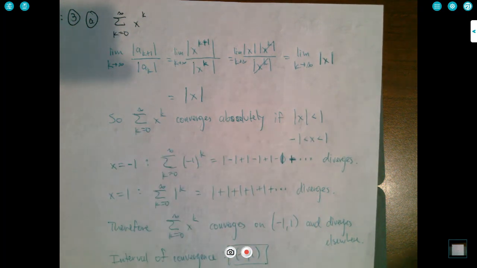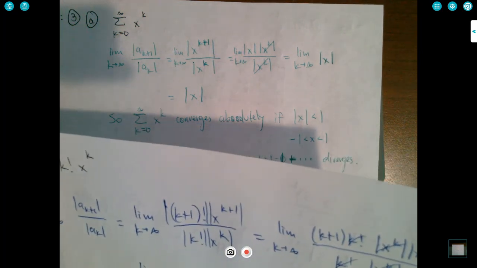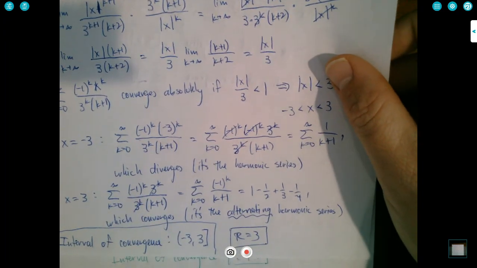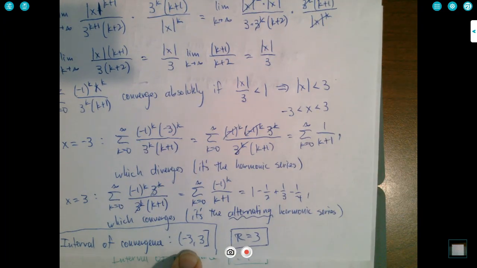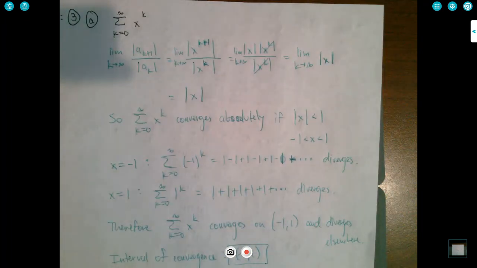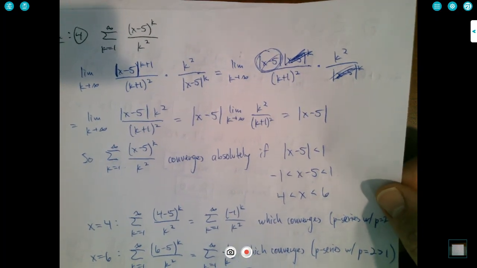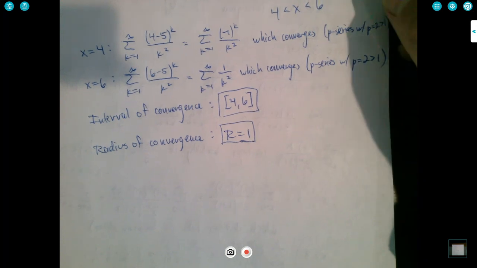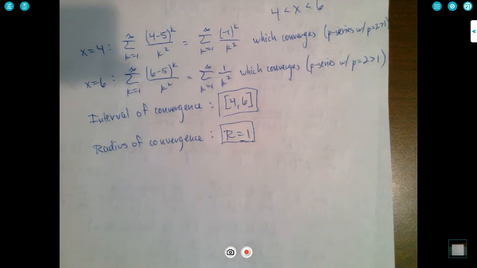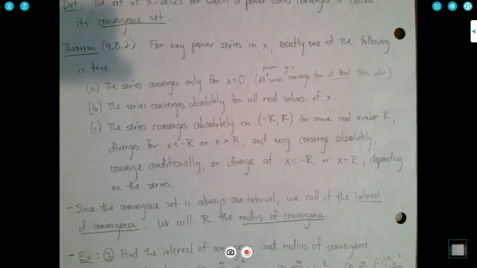We saw an example where it converged on an interval but diverged at one of the endpoints and converged at the other one. That was example 3d. And then the example that we just worked out, example 4, was one where it converges on an interval and converges at both endpoints. So anything could happen at the endpoints is the moral of that story. But I think we've seen a good set of examples here.